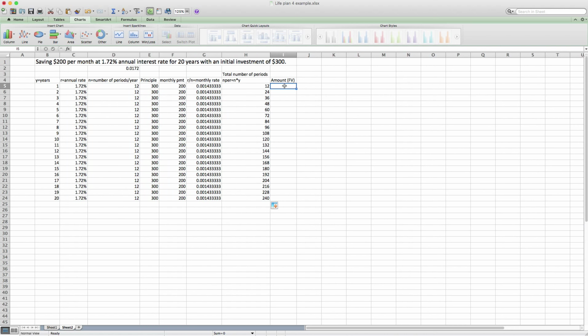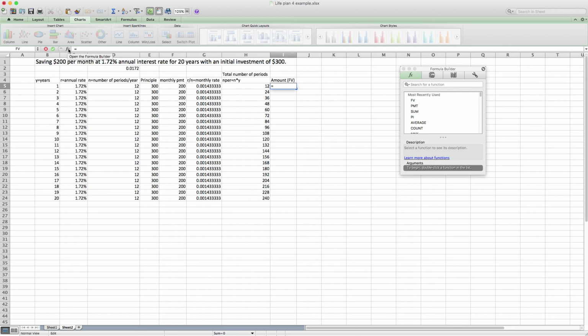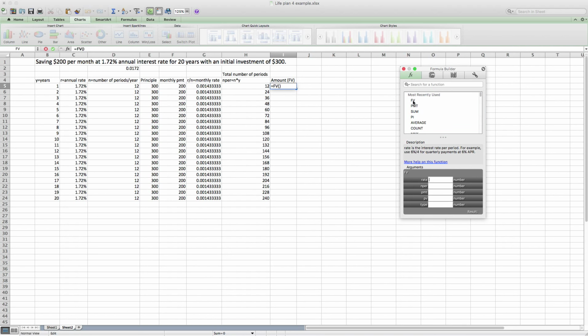So now let's go ahead and use our future value equation. I'm going to highlight this cell and come over to the FX formula builder. I'm going to click on it. It brings this up, and I can look through here and find the equation that I want to use. Since I have recently used the future value equation, it's right here at the top. So I'm going to double click on it. It puts it automatically into the cell as well as into this function bar.